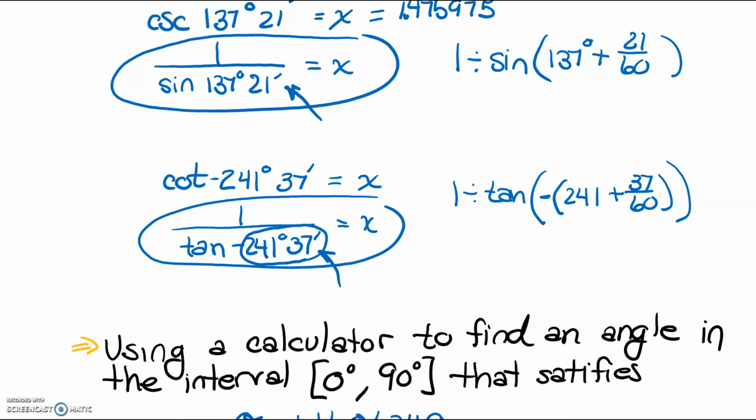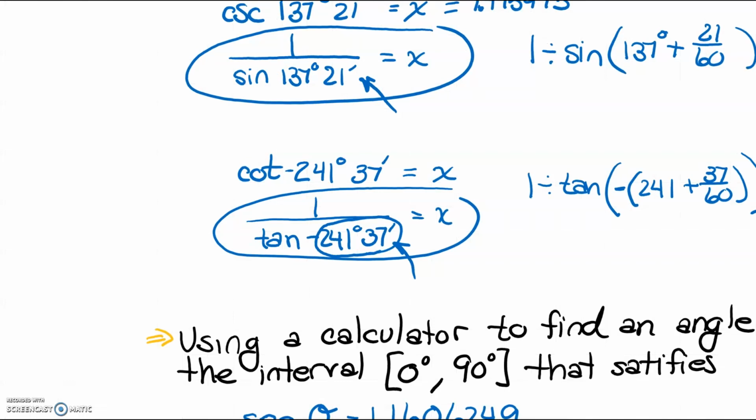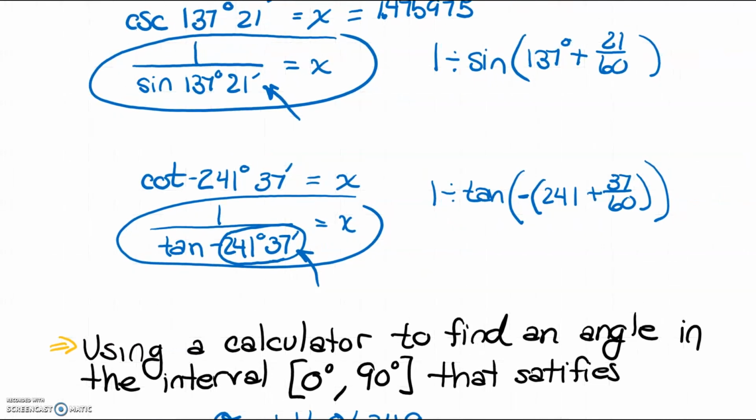Not negative 241 degrees plus 37 minutes, okay? So this is the difference. You need to make sure that you add parentheses here and do this addition in parentheses and then apply the negative, okay? And this is important. This will be important for your test, so make sure that you know how to do this.